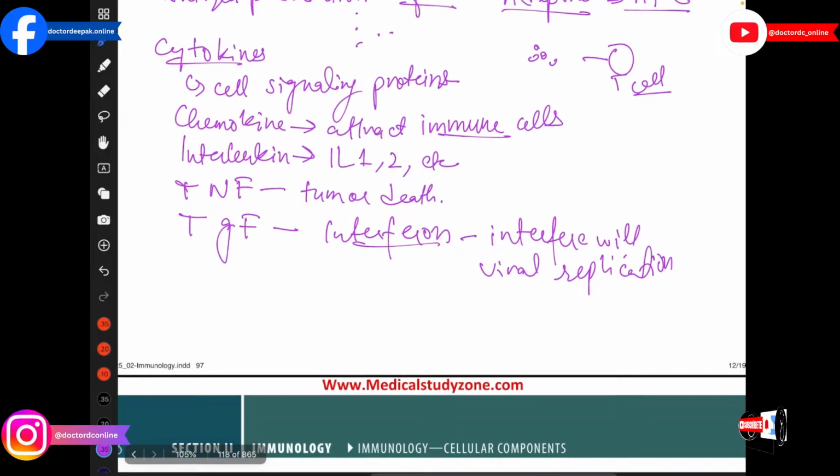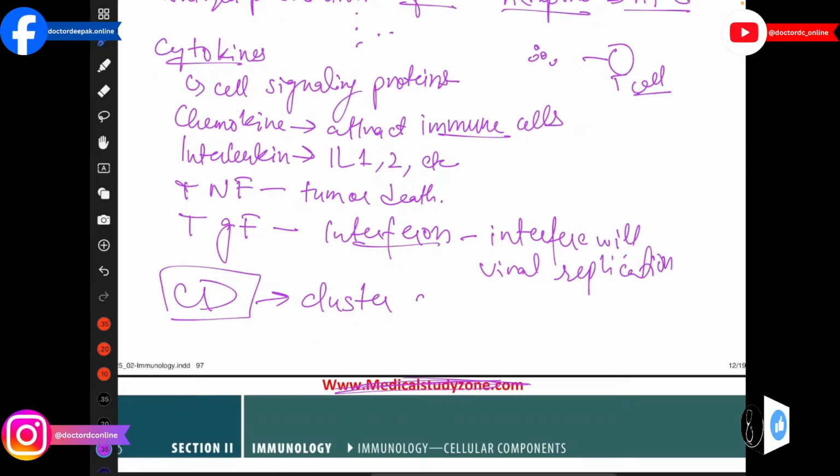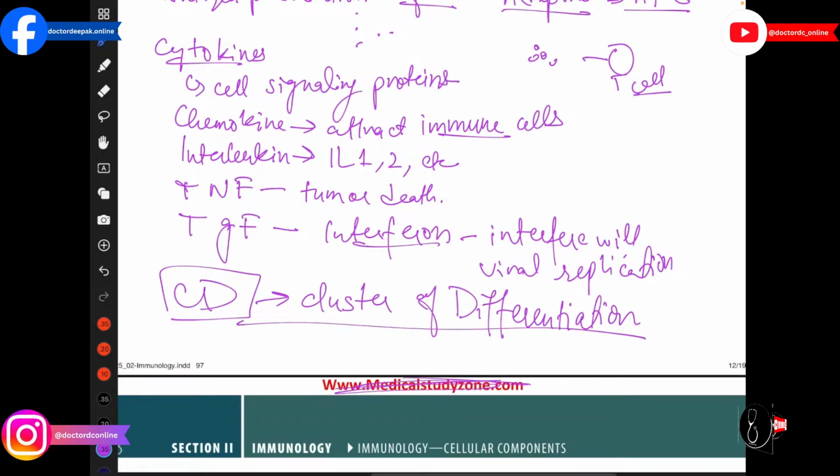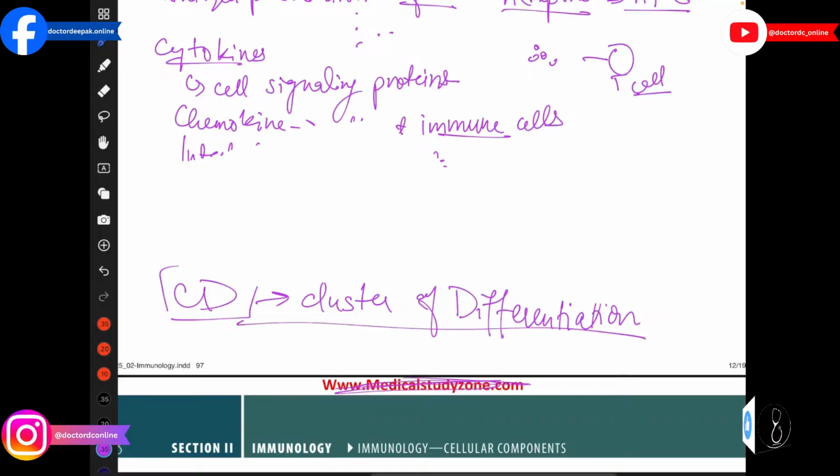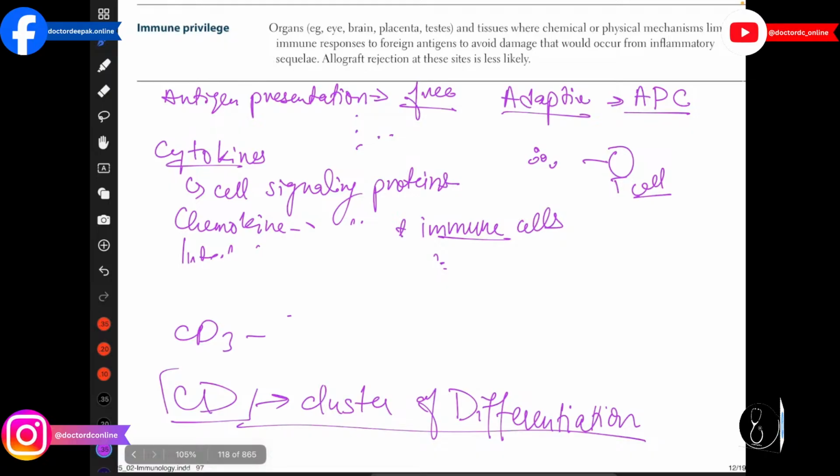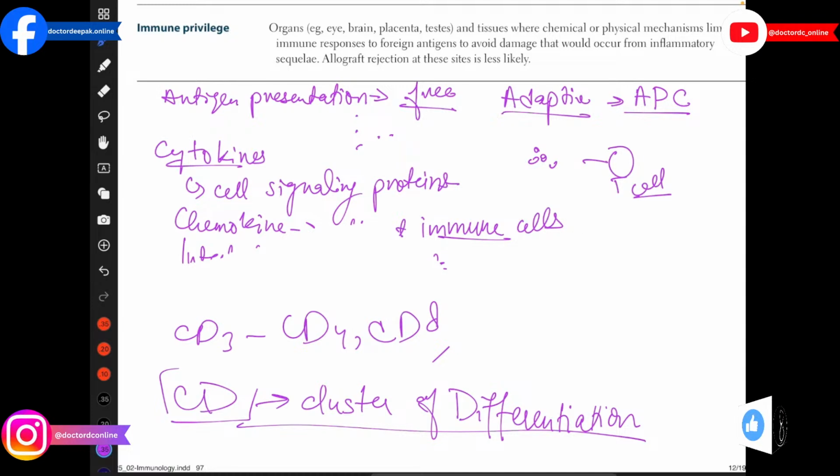And most of this you guys study like CD. CD means cluster of differentiation. These clusters of differentiation are several surface molecules like CD3, CD4, and CD8, etc., found on many immune cells like T cells and B cells, used to identify cell type. Some are used as receptors for cell binding.